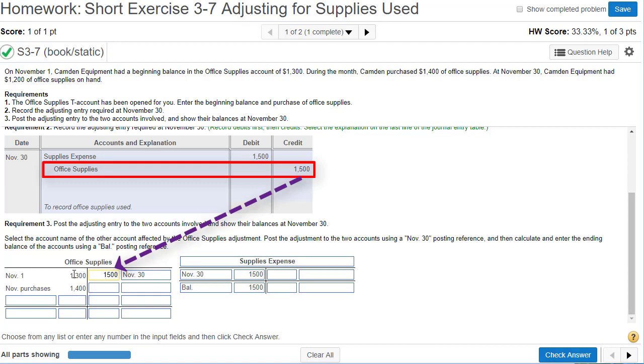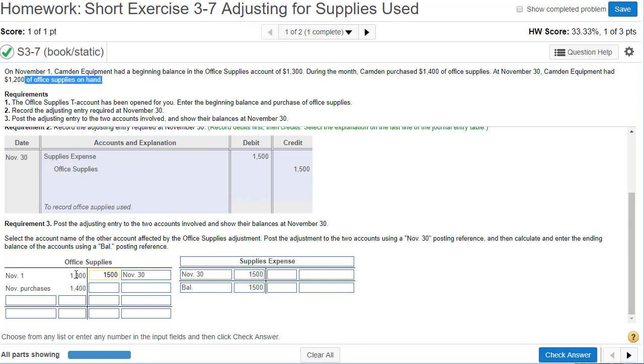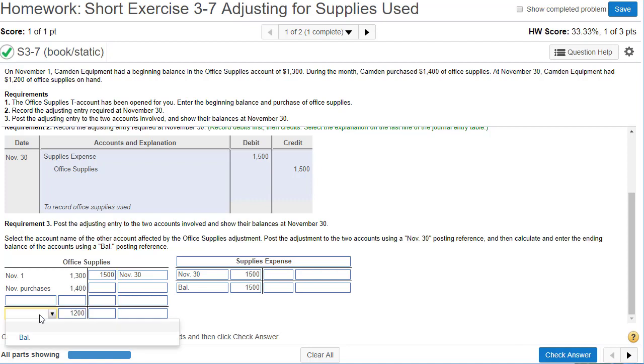And now we have to calculate the balance. So we know that the balance should be, according to this up here, $1,200. Let's redo our check. Let's double check our math, make sure it's right. So 1,300 plus 1,400 minus 1,500 gives us $1,200 of office supplies as of the end of the month.